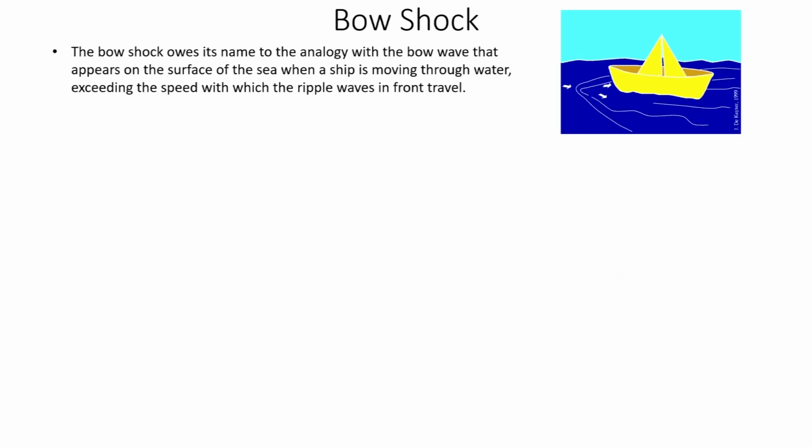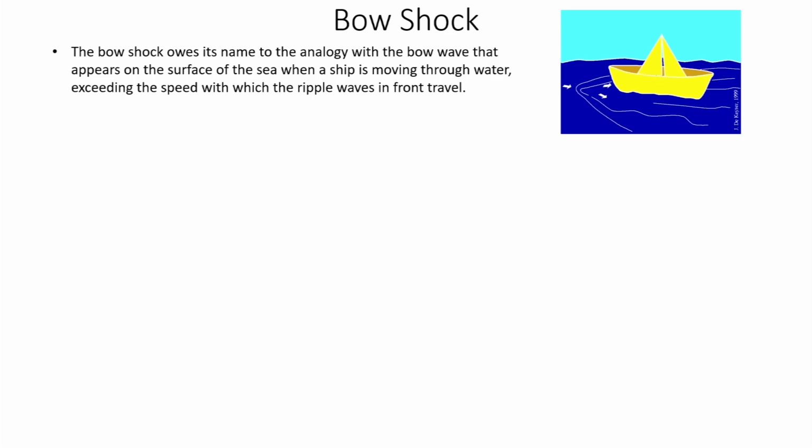Now, what is the bow shock? We can understand the bow shock by illustration. The bow shock owes its name to the analogy with the bow wave that appears on the surface of the sea when a ship is moving through the water. The ship is something like an obstacle against the current, and what happens is that near the boat, the water particles get deflected.